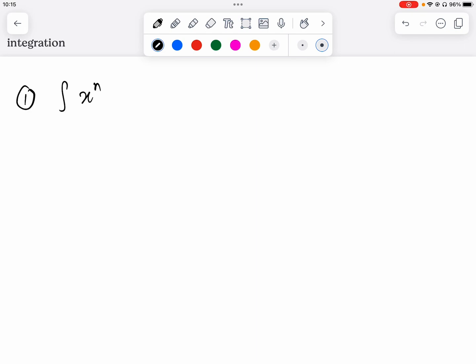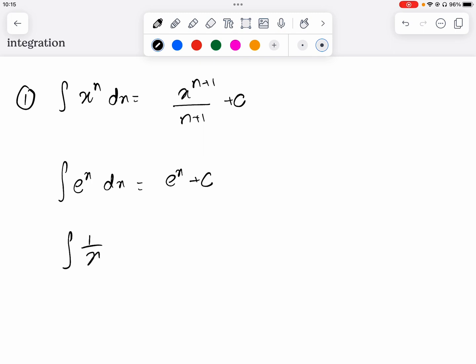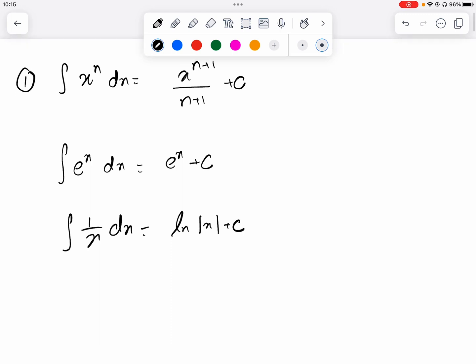Integral of x power n dx is going to be x power n plus 1 upon n plus 1 plus c. Integral of e power x dx is going to be e power x plus c. Integral of 1 upon x dx is going to be ln x plus c. These are the standard functions that you need to memorize, though these are there in the formula booklet, but the way you memorize it will be better.